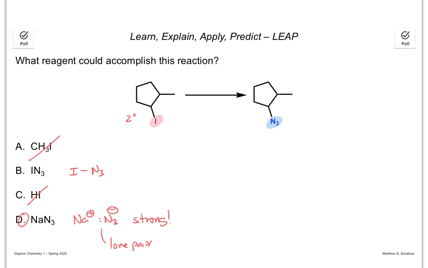Even though both of them have N3, sodium azide is a salt, an ionic bond. Iodoazide is a covalent bond, so that pair of electrons is shared. And if it's shared through a covalent bond, it's less able to be nucleophilic.